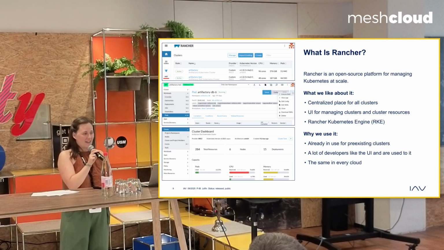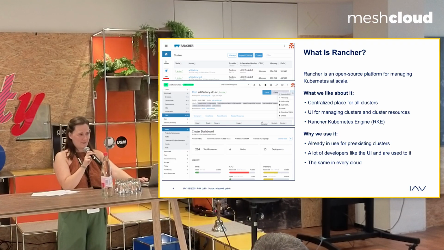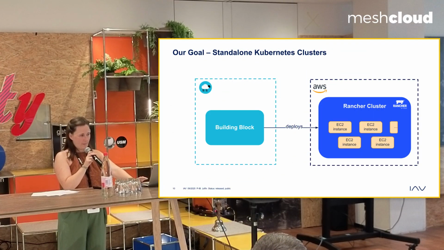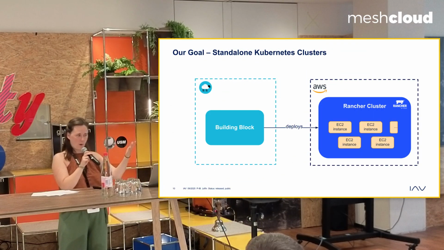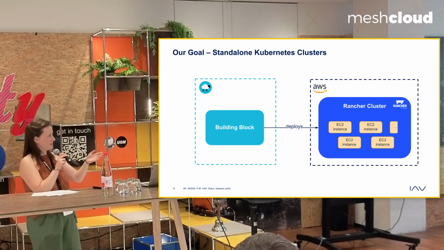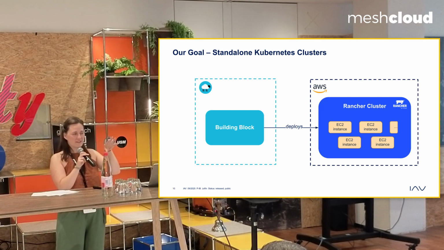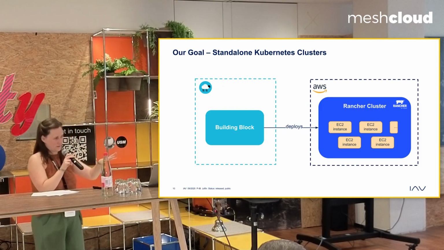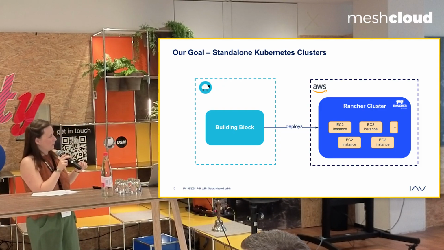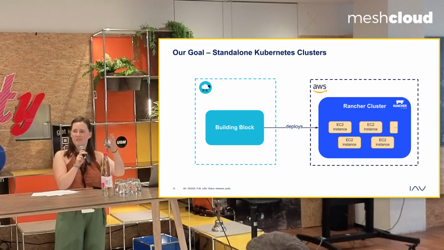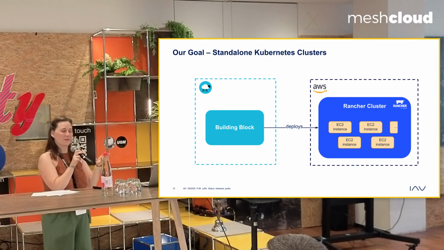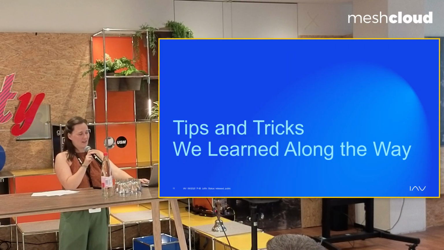And it's the same in every cloud, as I said. Okay, so now we talked about why Rancher, why not EKS. But let's go into more detail. Let's detail this picture. So that was like our image, and then we started to build it, and we learned a few things. So let's get into it.